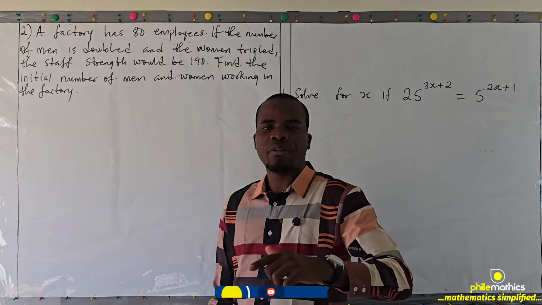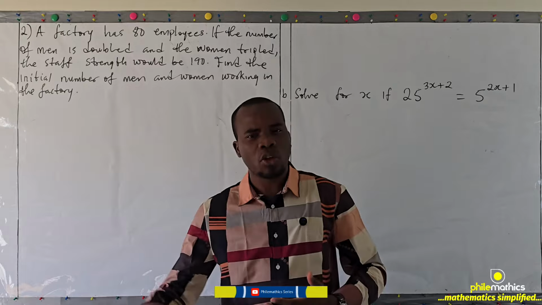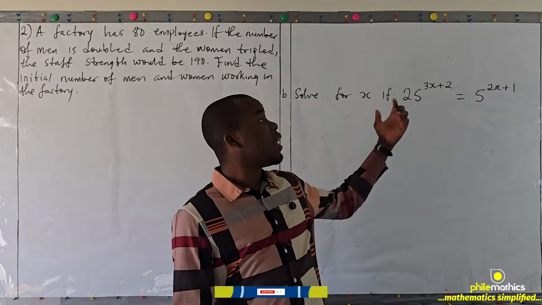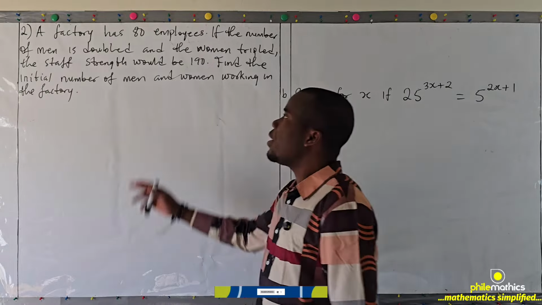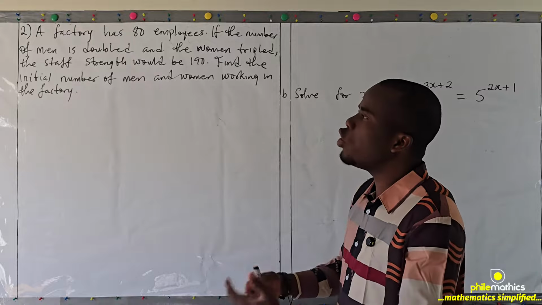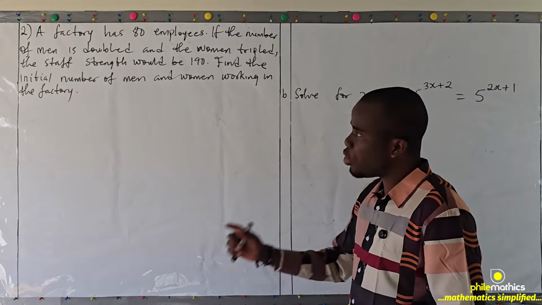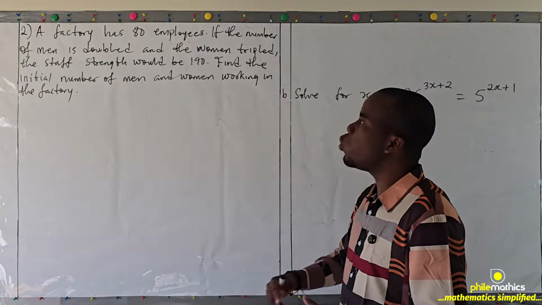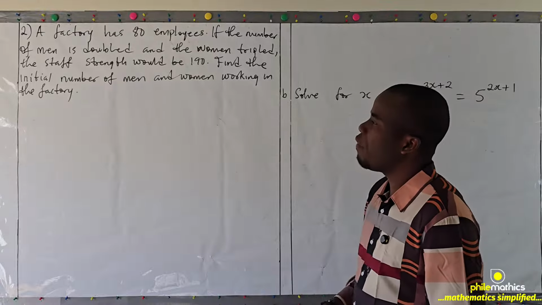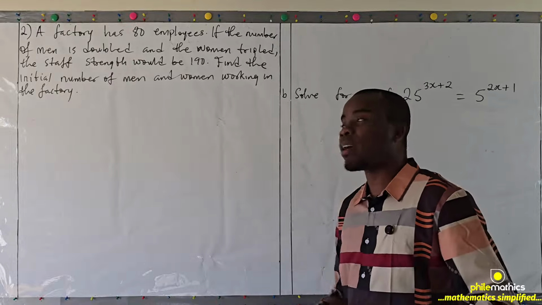Question 2 of NECO 2025 is on what problem on algebra? That's simultaneous equation and then exponential equation. It says a factory has 80 employees. If the number of men is doubled and the women tripled, the staff strength would be 190. Find the initial number of men and women working in the factory.